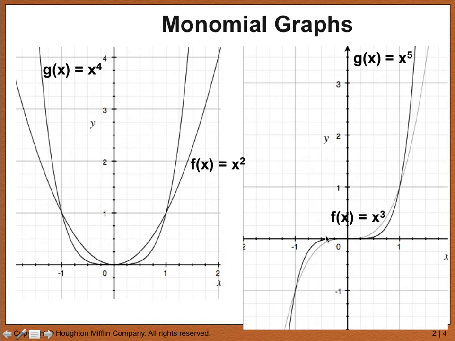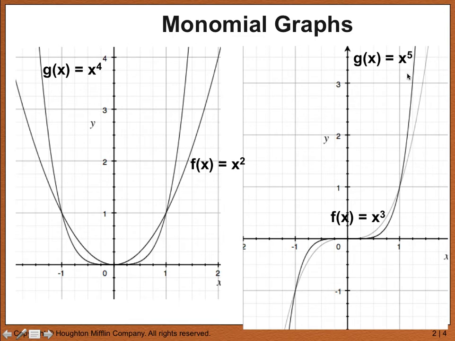For example, if you take -1 and you cube it, you get -1. Take -2 and you cube it, you get -8. So you can see that for negative x coordinates, the value of the function will be negative. However, for positive x coordinates, the value of the function will be positive. Cube 1 and you get 1. Cube 2 and you get 8. So that's how they behave when the degree is odd.